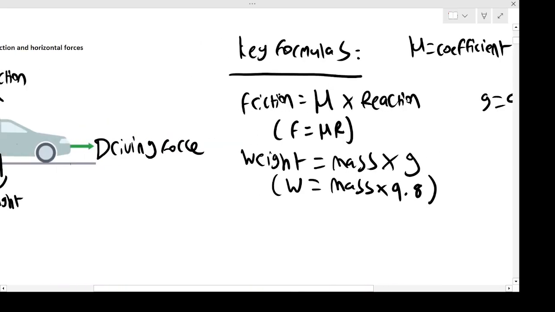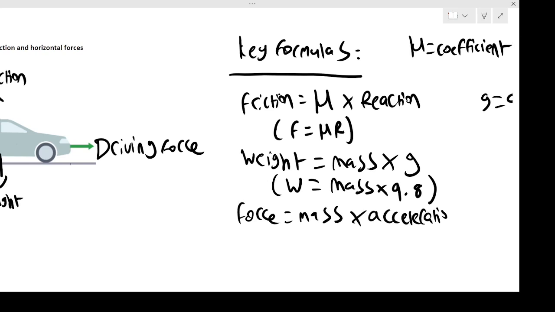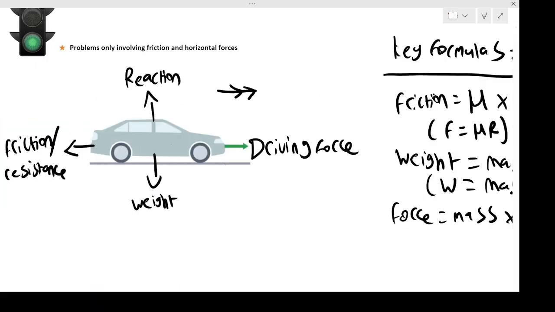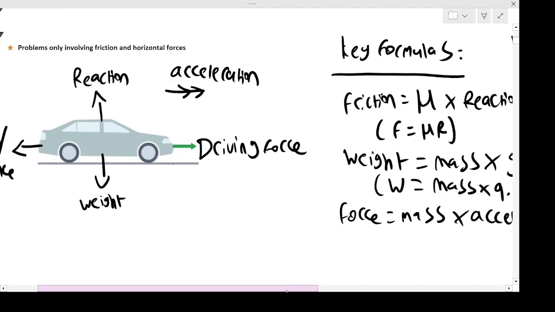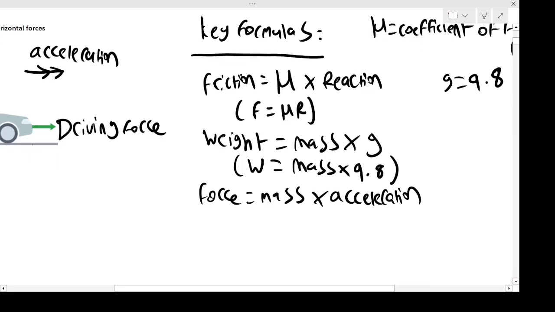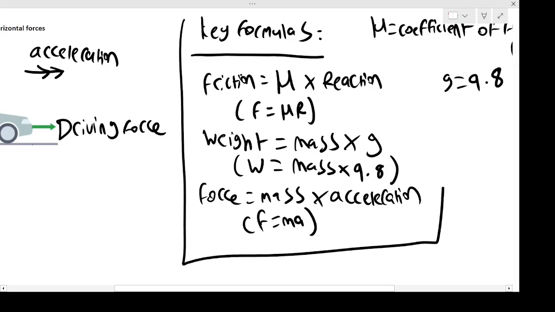Now the last formula is going to be force equals mass times acceleration. If the car in this example is moving forward, then there's going to be an acceleration there. Acceleration tells me if something is speeding up or slowing down, by the way. Again, we can summarize that as F equals ma. So these are the three formulas you need to know before we go into this.